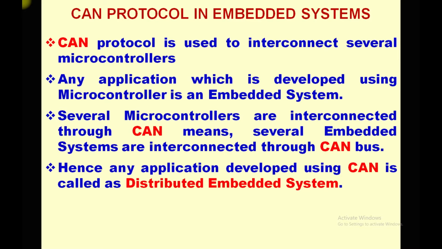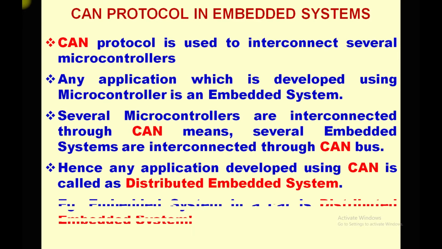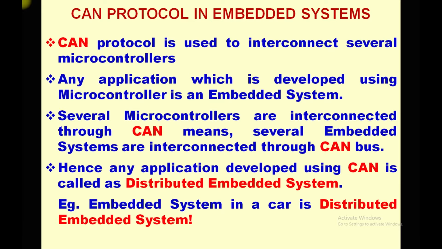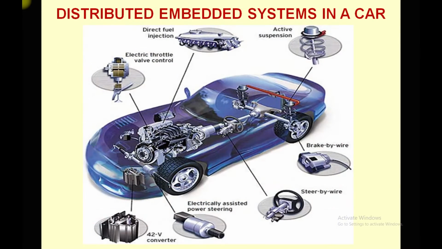Hence, any application developed using CAN is called a distributed embedded system. Example: embedded systems in a car form a distributed embedded system. Here you see in this diagram, there is a steer by wire, which is a separate embedded system. There is a brake by wire, which is a separate embedded system. There is an active suspension, which is an embedded system, and there is an engine control unit, that is the direct fuel injection system, which is also an embedded system. Electronic throttle control is an embedded system.